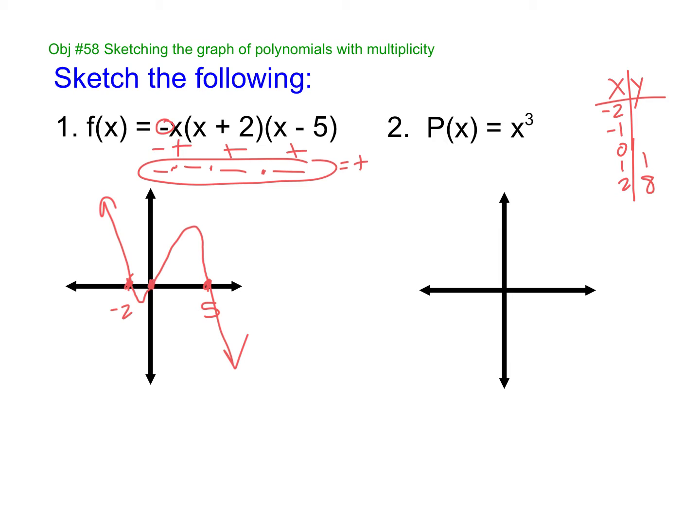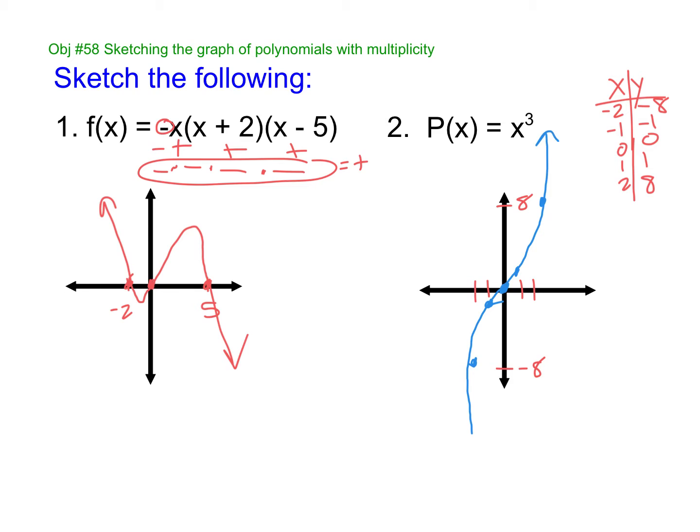1 to the third is 1, 0. Negative 1 to the third is negative 1, right? Negative 1, negative 1, negative 1. And negative 2 to the third is negative 8. So we'll make this negative 8 and this 8. So when I graph this, I've got negative 2, negative 8, so down here. And then negative 1, negative 1; 0, 0; 1, 1; 2, 8. So here's what this looks like.